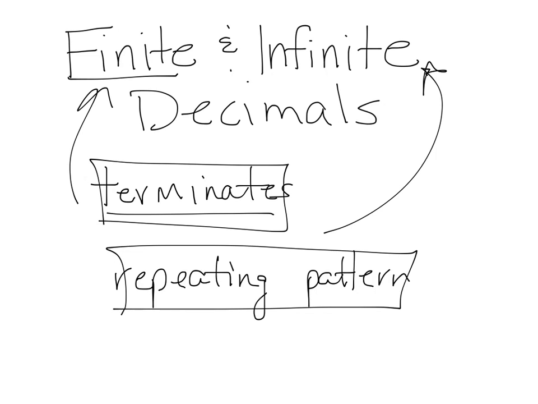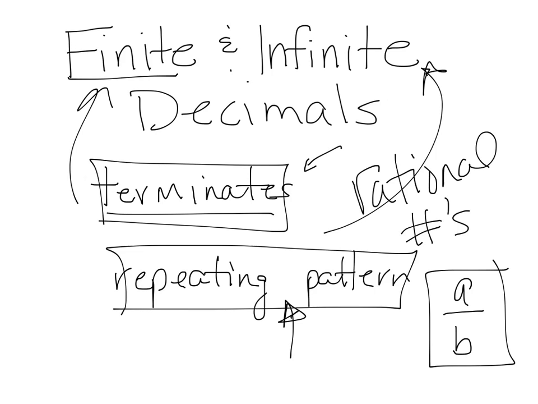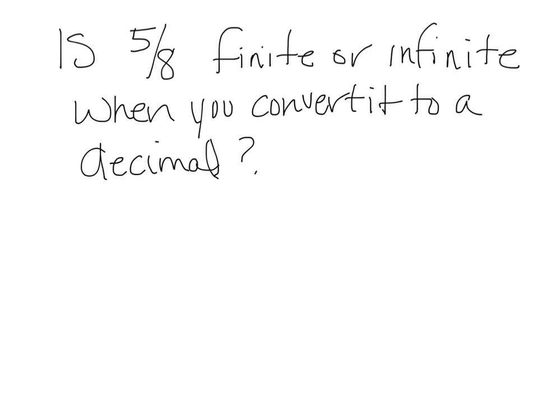By the way, finite and infinite decimals are all rational numbers, okay? Because if you can express a number as a fraction, then it's rational. Terminating decimals are rational. Repeating pattern decimals are rational, which means finite decimals are rational and infinite decimals are rational. So let's do a couple.